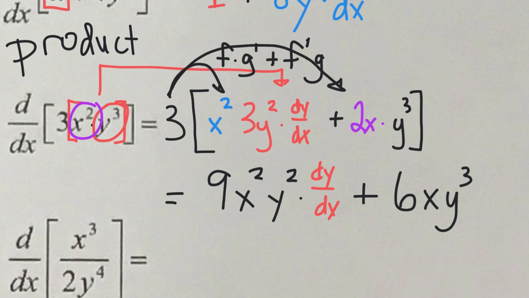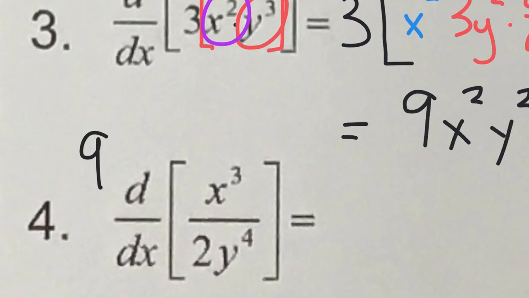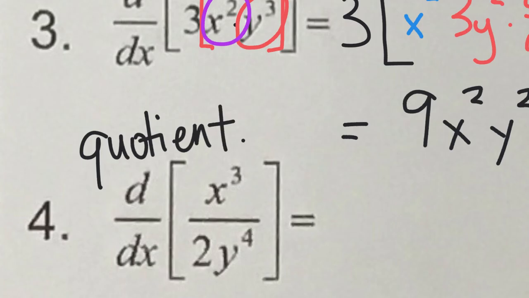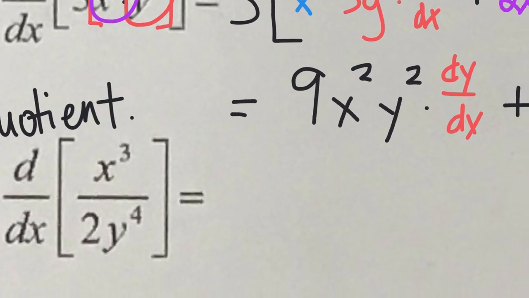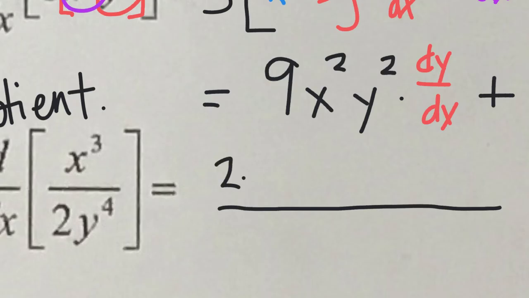Okay, our next one here, this is a fraction, so we're going to apply the quotient rule. Okay, low d high minus high d low over low low. So our low term is what? 2y to the fourth, right? So that's our term. We have not taken the derivative of it. We're just writing it down.